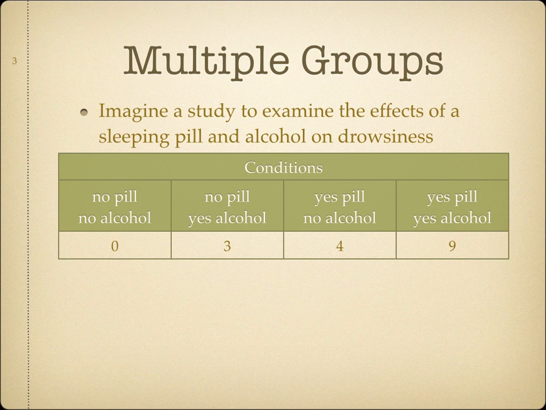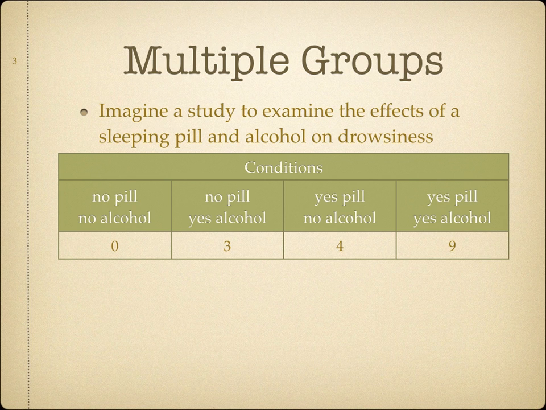Now, the numbers you see up there represent an average across several people that were in each of these conditions. For instance, we might have 5 or 6 people in each of the conditions. 5 or 6 people were not given a pill nor alcohol, and therefore they come in at an average of 0 drowsiness change. Those persons in the no pill, yes alcohol condition were given some alcohol. Those 5 or 6 people, however many it is in this imagined study, average to a 3, and so forth.